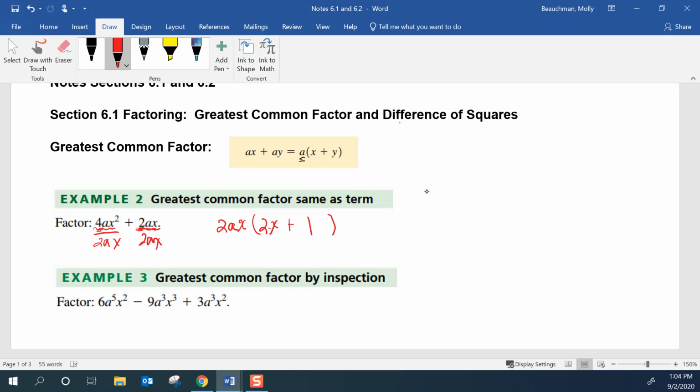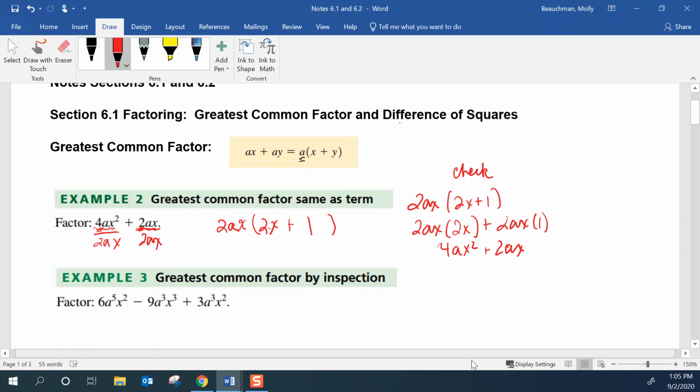Now you can check your work by going the other direction. If we multiply these out like we did when we multiplied polynomials, we get 2ax times 2x plus 2ax times 1. We end up with 4ax squared plus 2ax. That works. It checks with our original. So that's factoring. Greatest common factor is: find the largest factor common to all your terms, divide them out, and rewrite it as a product.